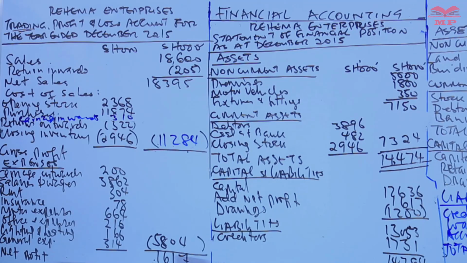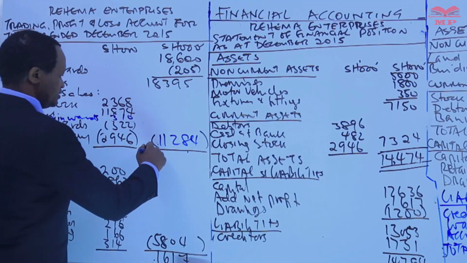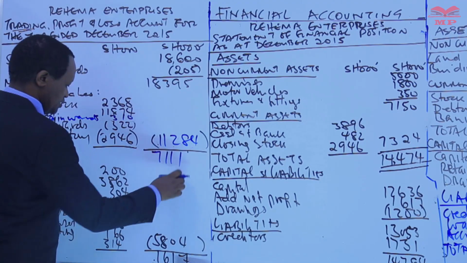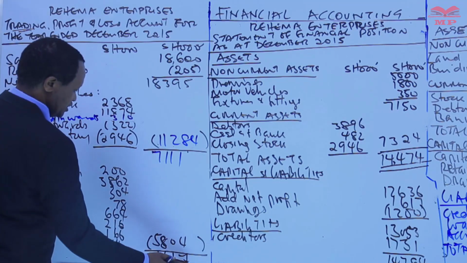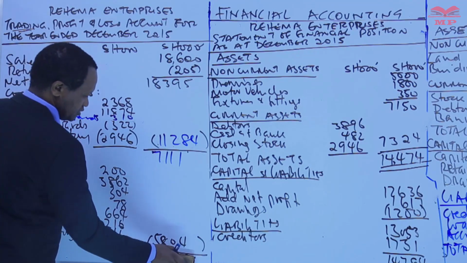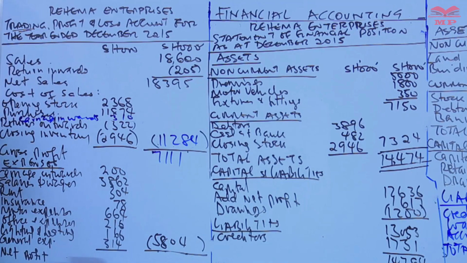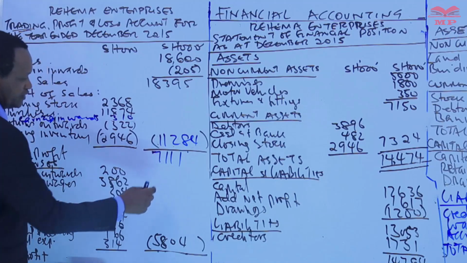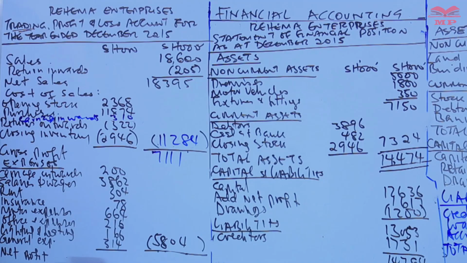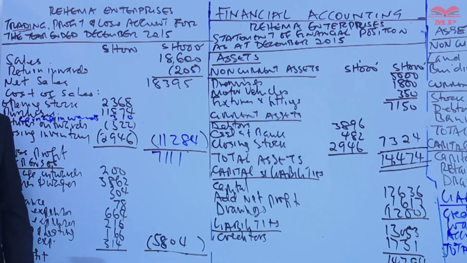Gross profit. John says 7,111. If it is 7,111, then adjust the net profit. What is the net profit? The expenses are not affected by that change. Deduct 5804 from 7,111. That gives 1307. So you work with 1307.